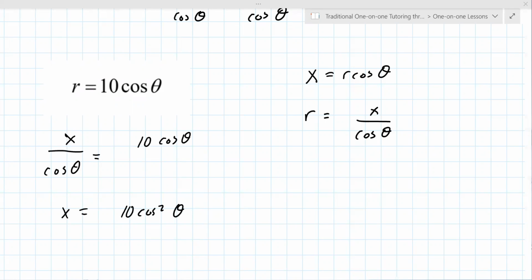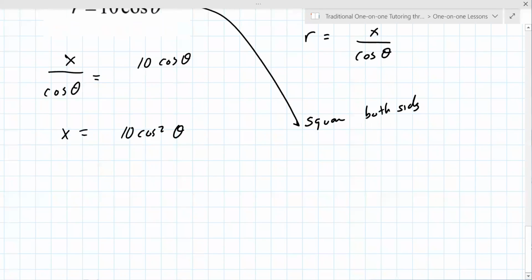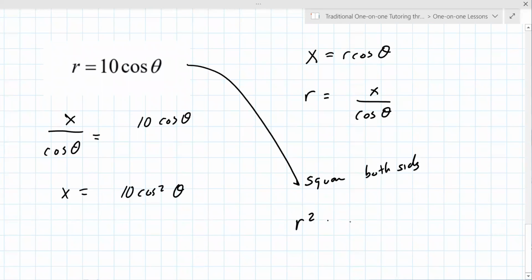Trying to figure out how to get you to that. So the other option here is you can square both sides. That gives you r squared equals 100 cosine squared theta. Why would that help?